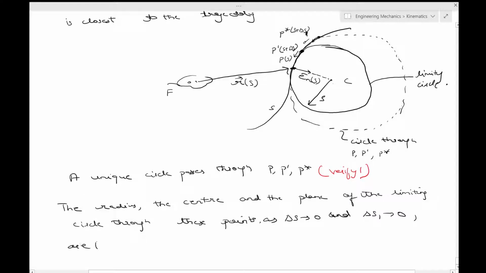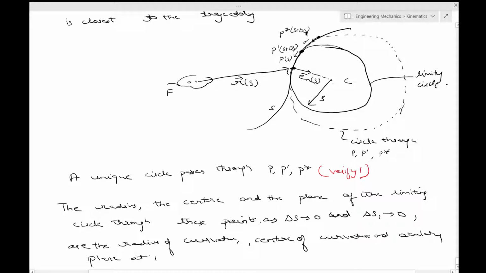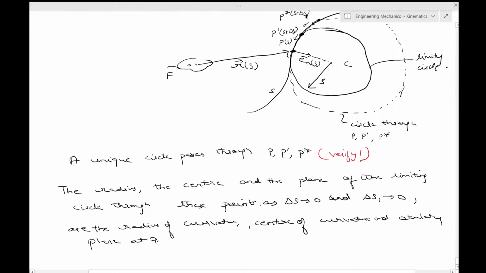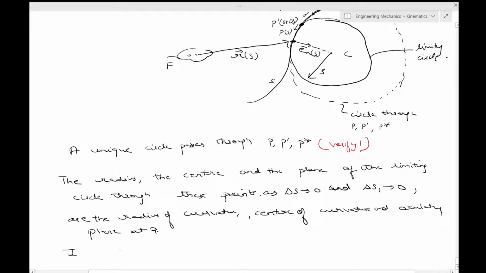The radius of curvature, center of curvature, and oscillating plane at P: it is the circle that best fits the curve, this curve, at location S.